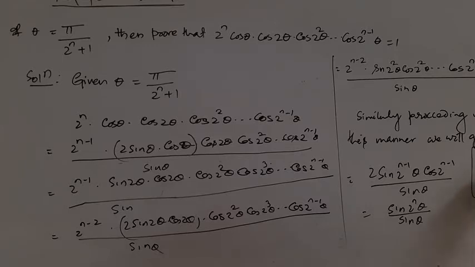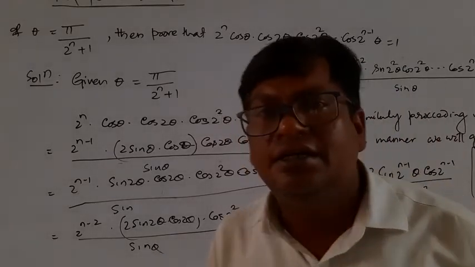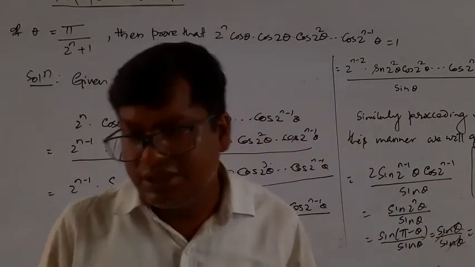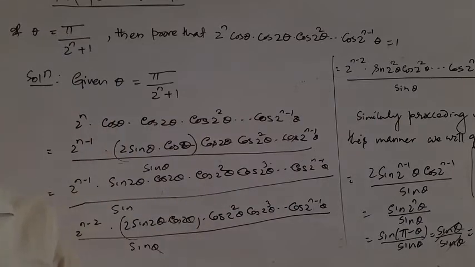2n plus 1, that is 2n theta plus theta is equal to pi, that implies 2n theta is equal to pi minus theta. So sin pi minus theta divided by sin theta, this is equal to sin theta by sin theta, which is equal to 1, which is equal to the right hand side value. This is the question.